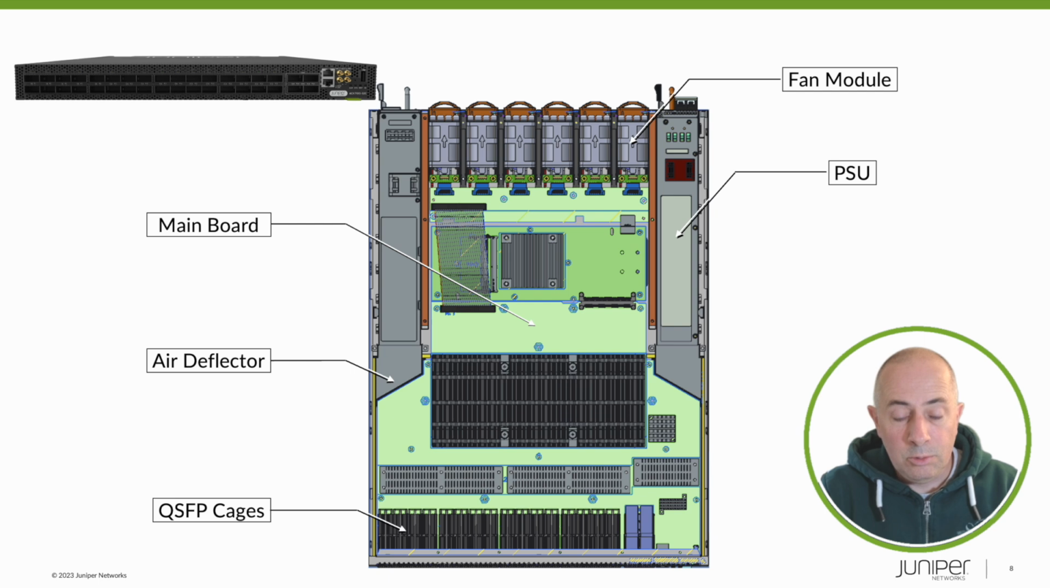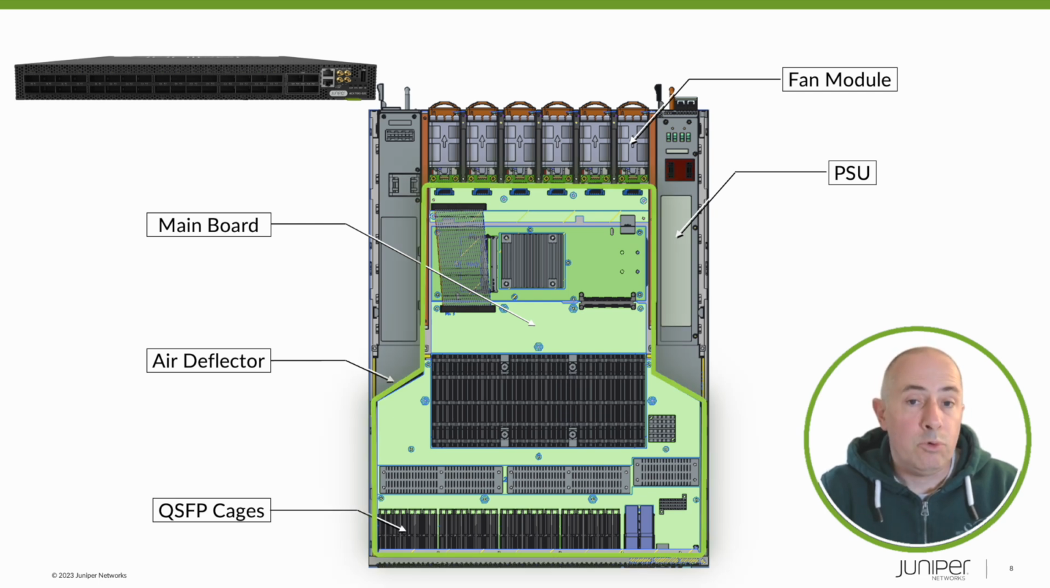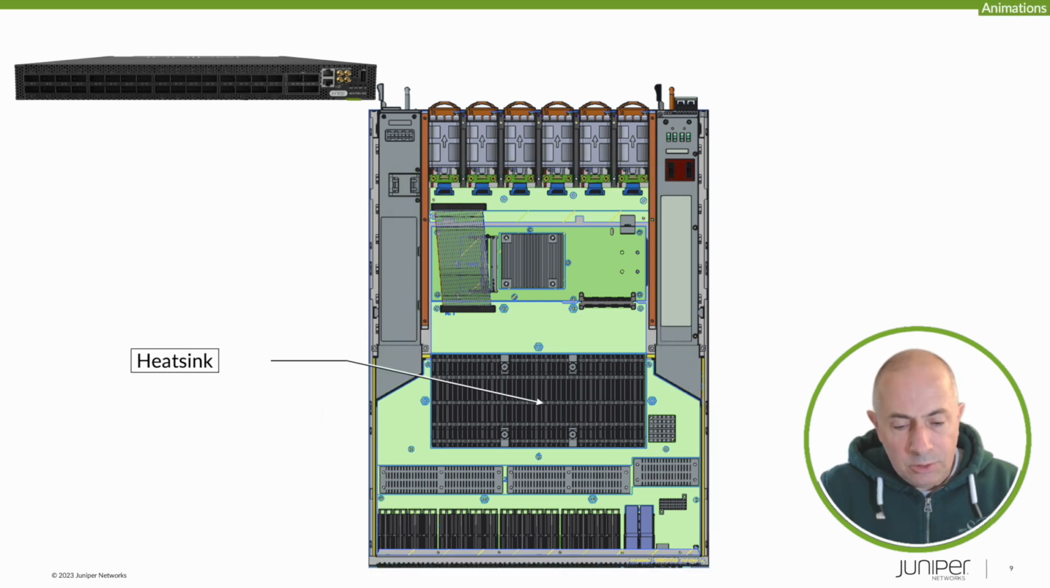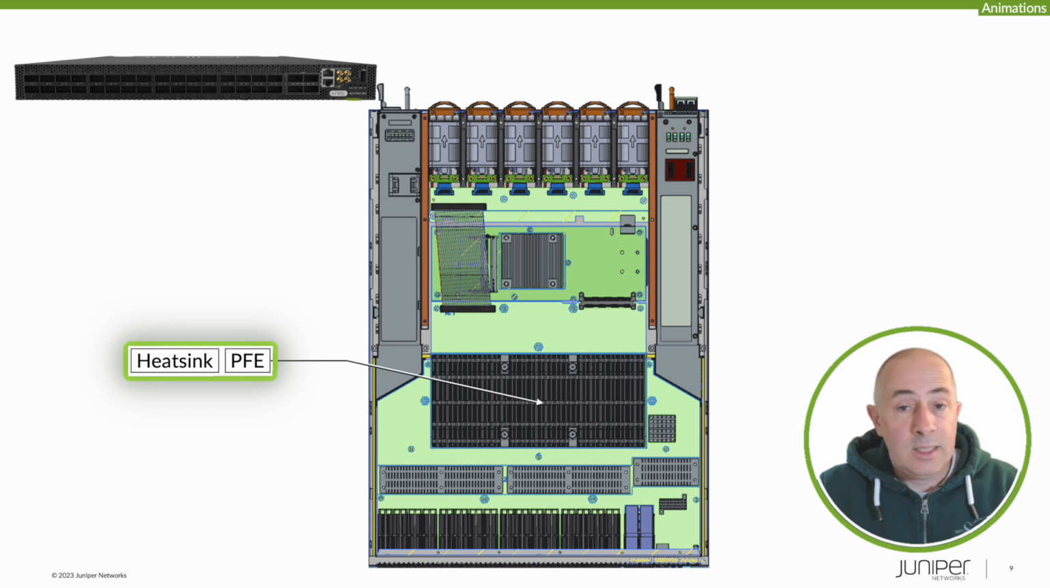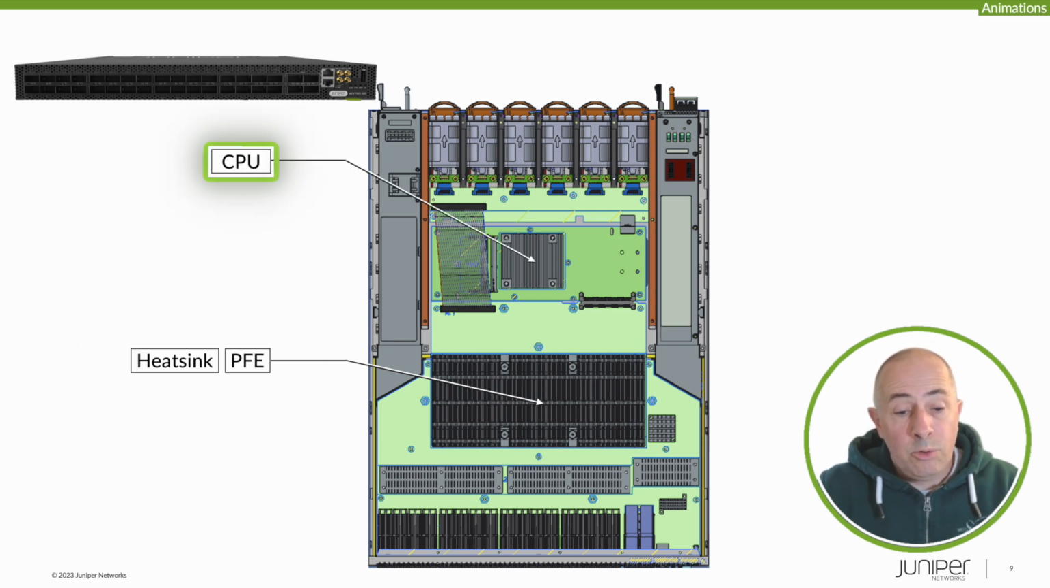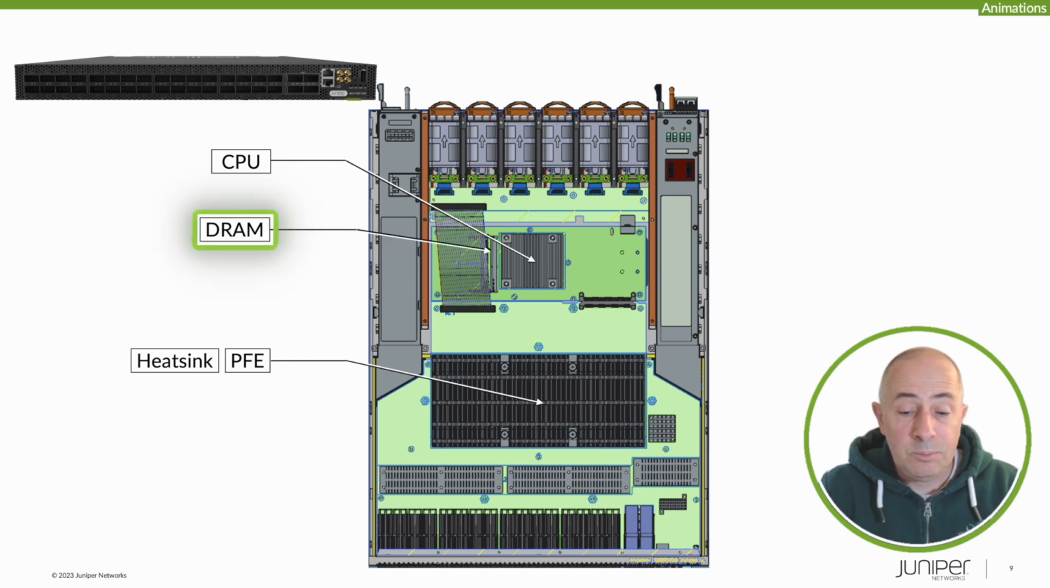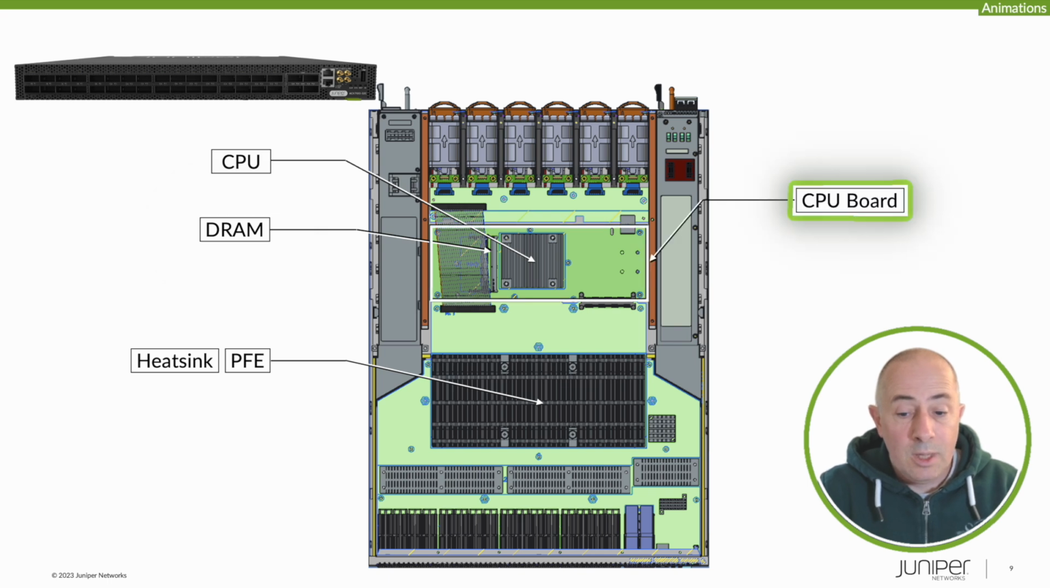Everything in the center, represented in grid, is one big PCB, which is the main board, the motherboard. We have in the center a big heatsink, which is covering the PFE. The heatsink is usually twice the size of the PFE, sometimes more. Also, we have another one here covering the CPU and the SODIMM DRAM, the memory used with the CPU. All of them are installed on a daughter board, the CPU board.